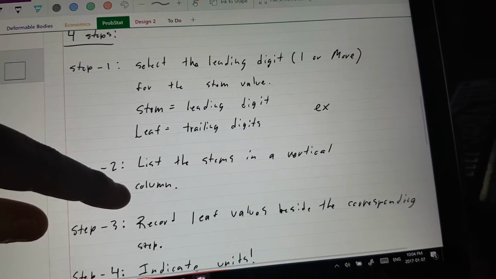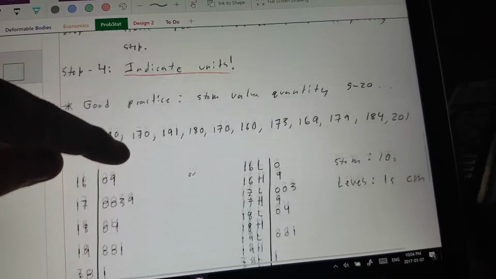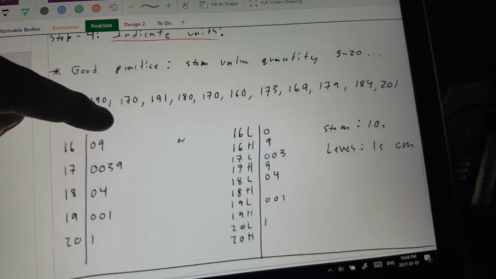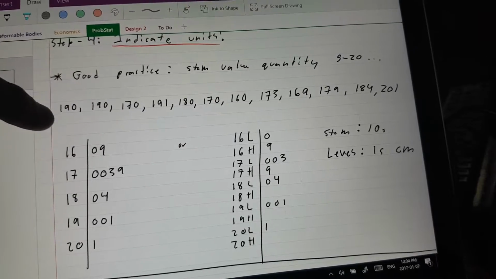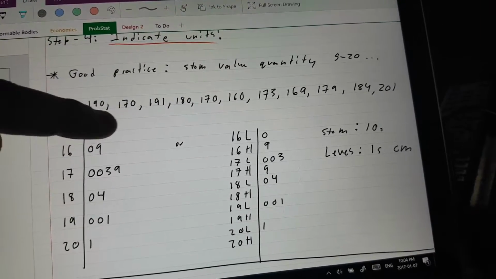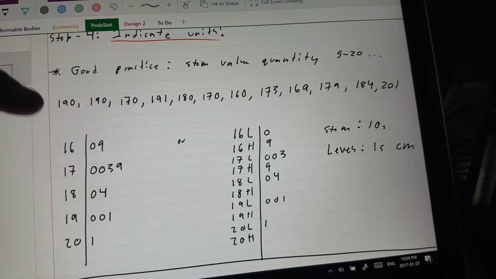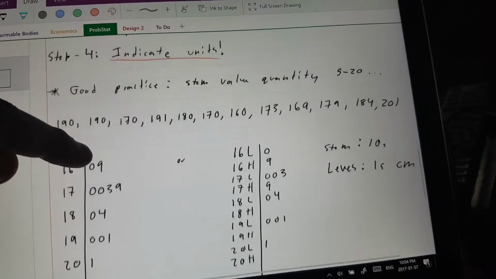So yeah, let's just look at it. For example, we've got our pool of numbers. These will be the stems, so we've got 190, 170, etc. We're going to keep going through this way. This is like height in centimeters.